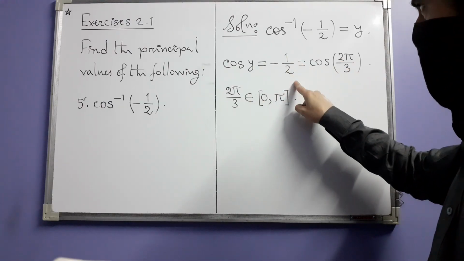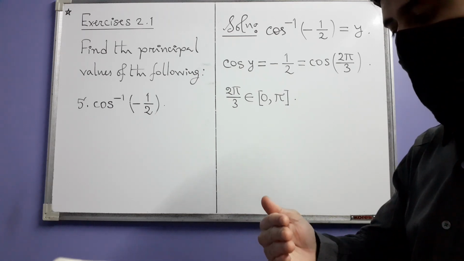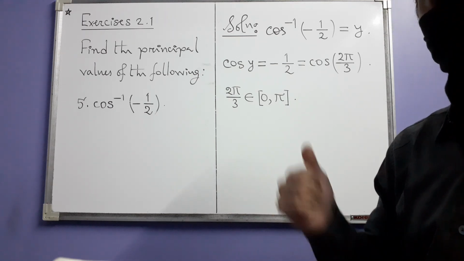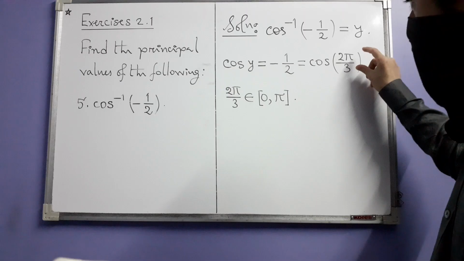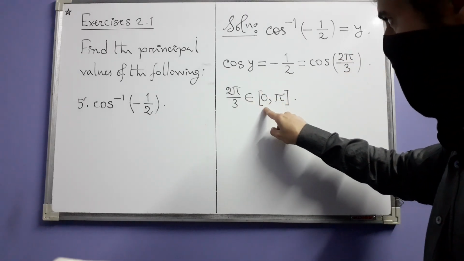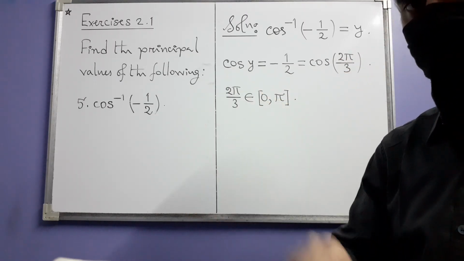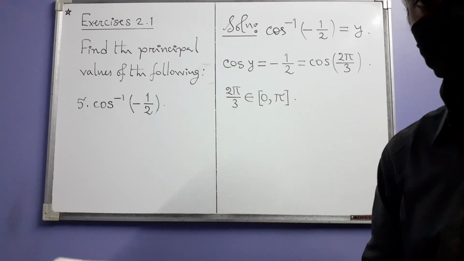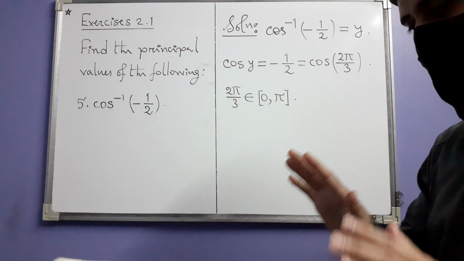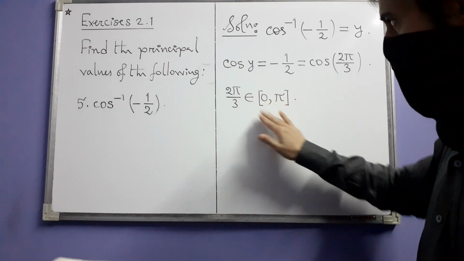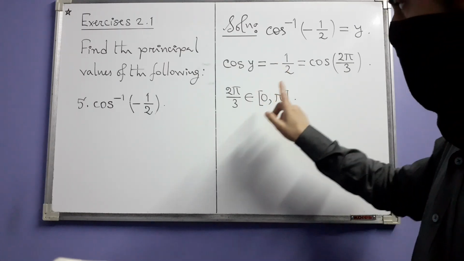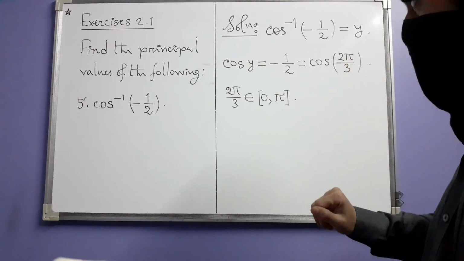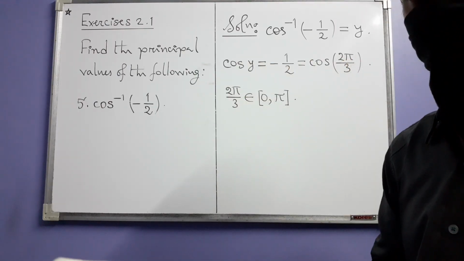So minus 1 over 2 will be cos of pi minus pi over 3 or 2 pi over 3, which turns out to be a value that is in this interval. And what is this interval? This is the range of the principal branch of cosine inverse. In these problems you have to remember these ranges, and accordingly you have to figure out this value. So this is the principal value.